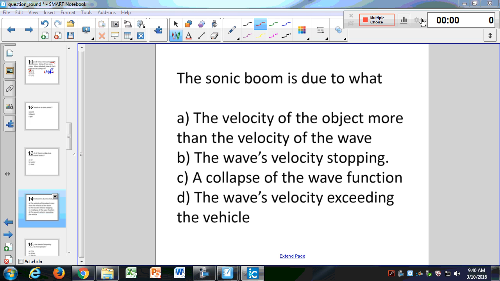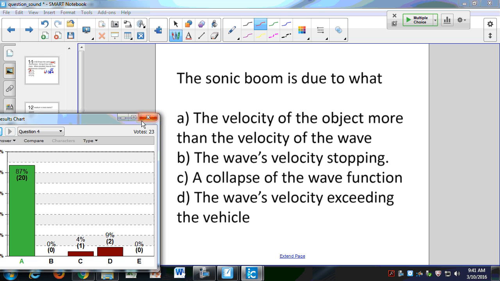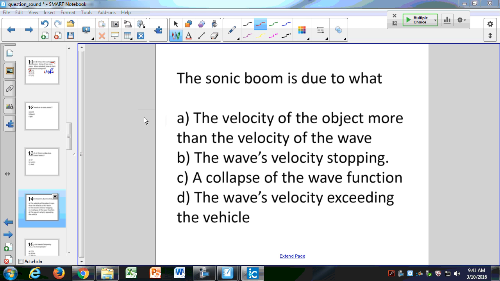All right, so the sonic boom is due to what? What causes a sonic boom? All right, I'll stop at 40. Okay, awesome, A is the right answer. The velocity of the object is more than the velocity of the wave. It travels faster than the velocity of the wave in whatever medium, and that velocity of the wave can be different from medium to medium.